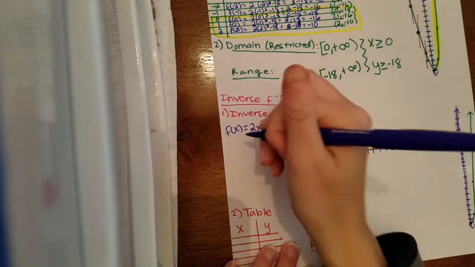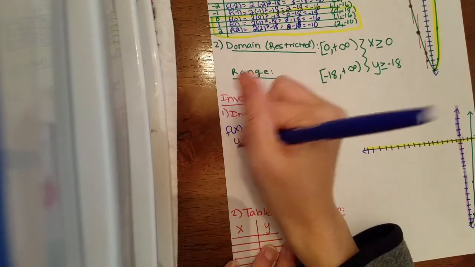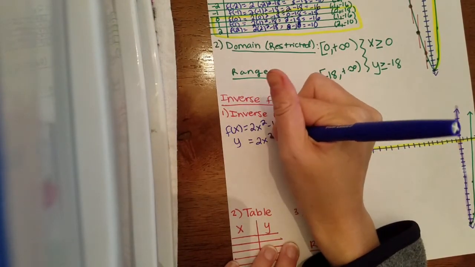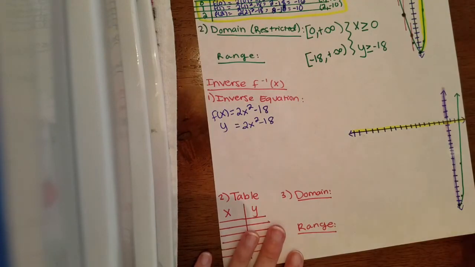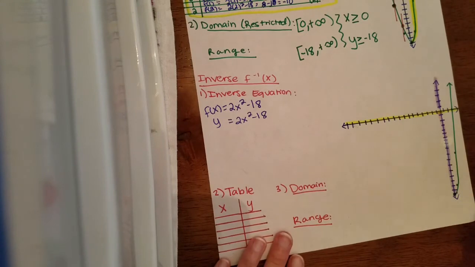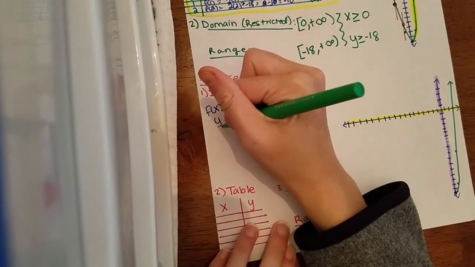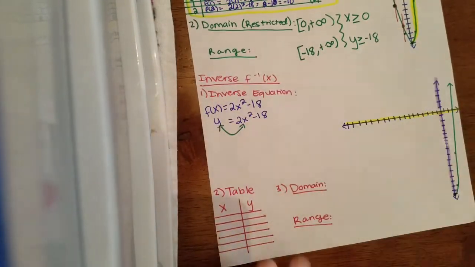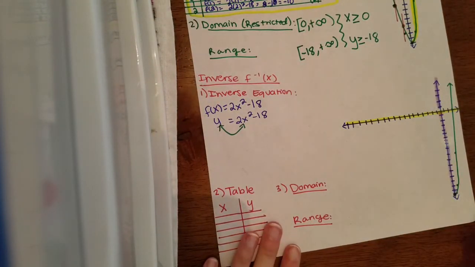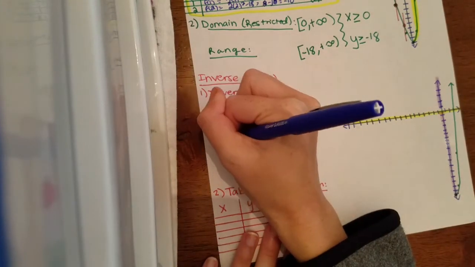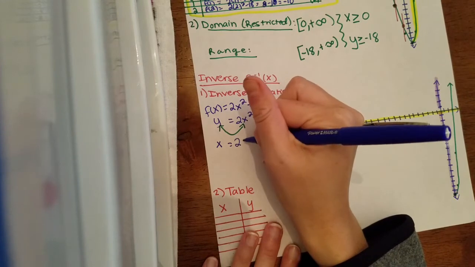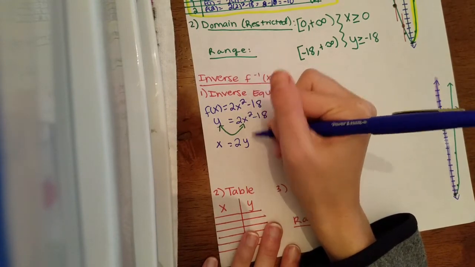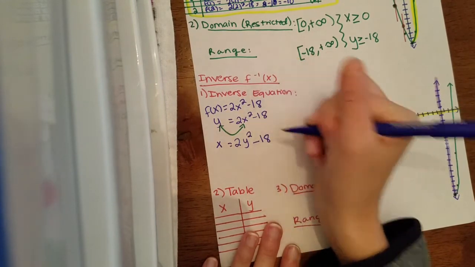Remember, it's easier if you go ahead and change the f of x to a y when we solve for the inverse equation. Alright guys, let's get going. The first step is to interchange our x and our y value. So these two are going to flip-flop. My y is going to transform into an x, and my x is going to transform into a y. So the 2 stays the same, my y replaces the x, and we have the squared minus 18.